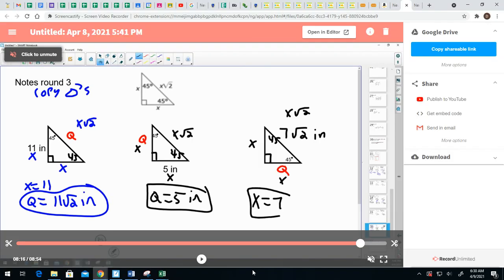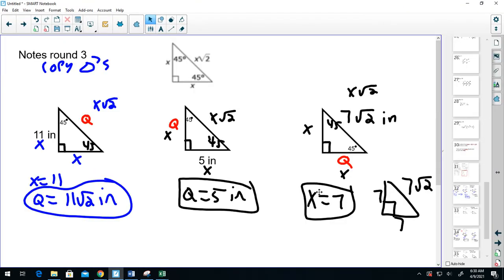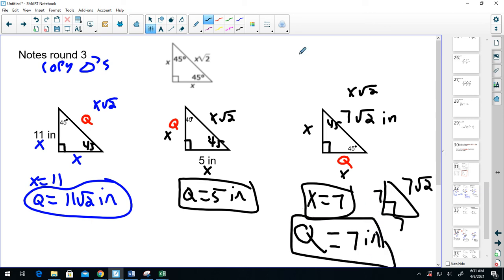Which is not quite our answer here. Let me come back to here real quick. I have x is 7 circled. I should have done that. It's q is 7 inches. That's our final answer. We got to solve for x, but then we got to make sure that we answer it with q. So again, for this triangle, this looks like 7, 7, 7 root 2 on the long side. That's it. These numbers are all the same for a 45, 45, 90, and then the root 2 is just on the hypotenuse.